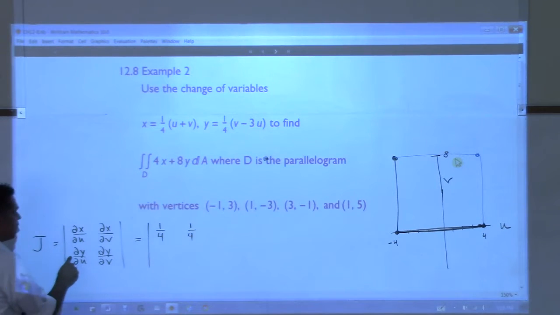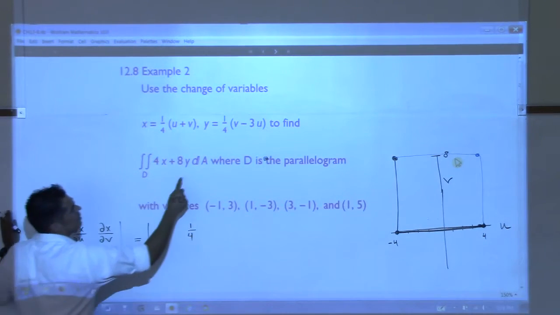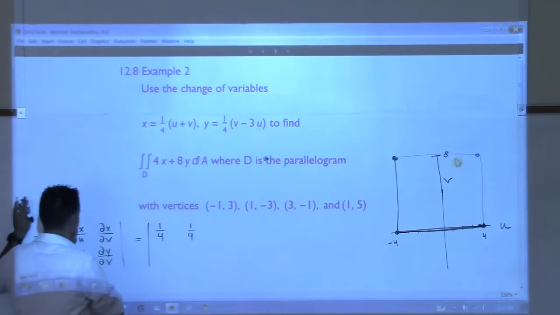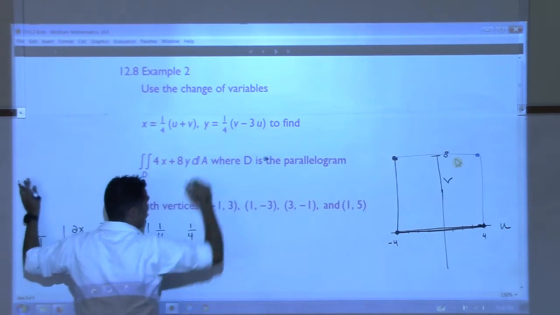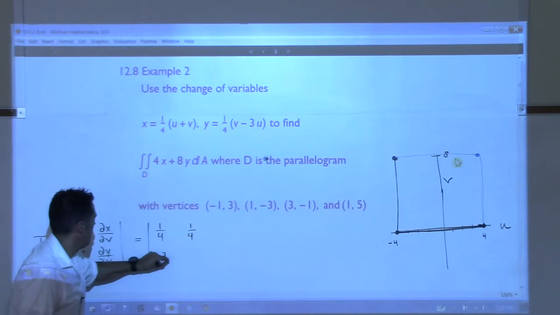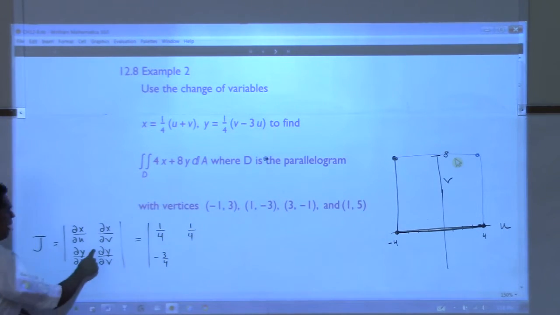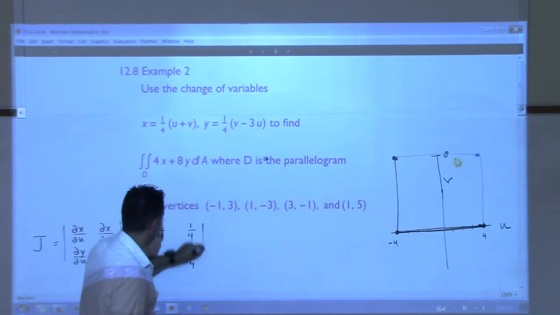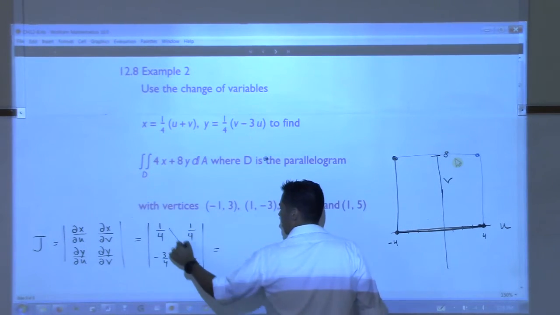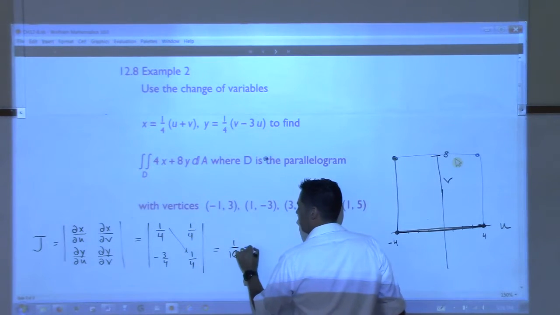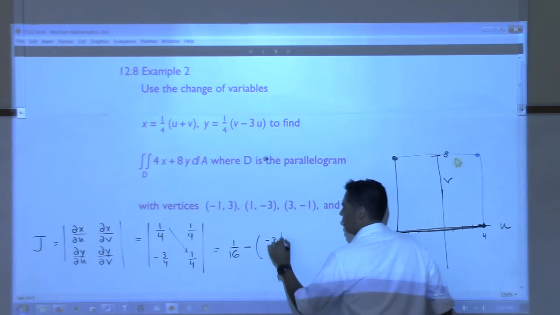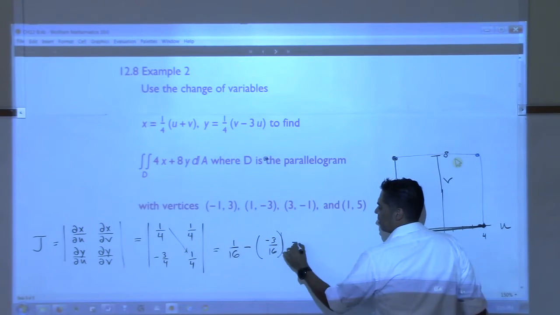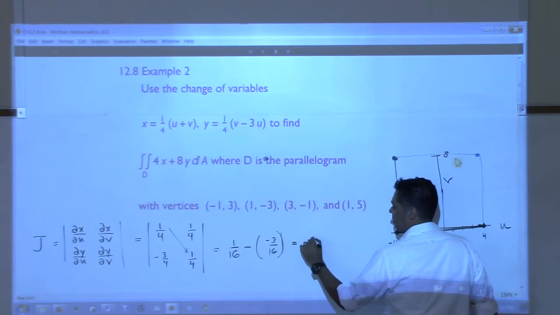Okay, what's the partial of y with respect to u? So be careful. Partial of y with respect to u, we're doing the derivative of that, negative 3/4. Okay. And then what is the partial of y with respect to v? 1/4. Okay, now the Jacobian of this. So here, 1/16 minus negative 3/16. Which is going to be 4/16, 1/4.